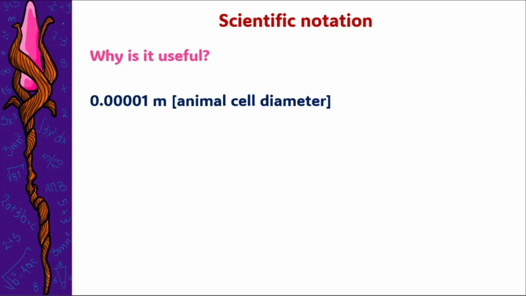For example, this is the measure of an animal cell diameter. Notice that it's very small. So we would have to count how many zeros it has to have an idea about the measure of this. So we express it as 1 times 10 to the minus 5, and this is going to be way faster to identify.